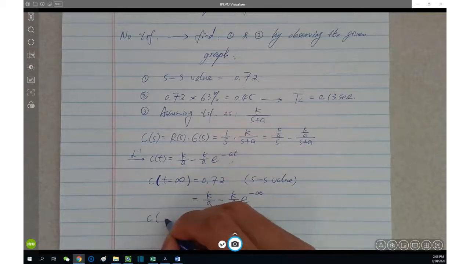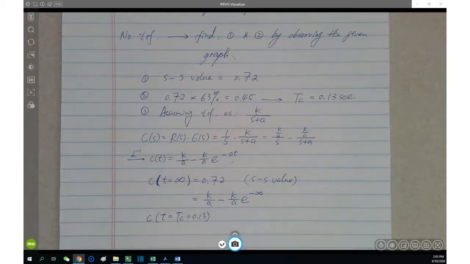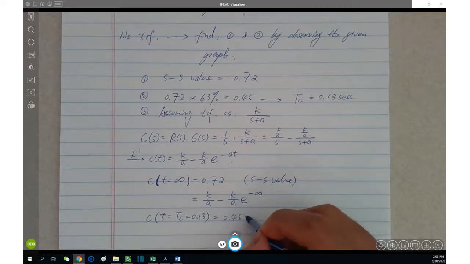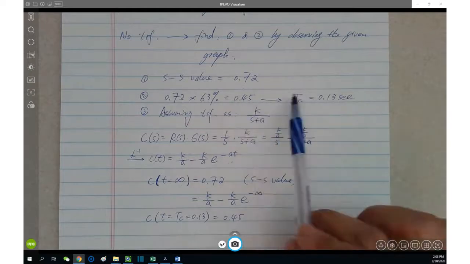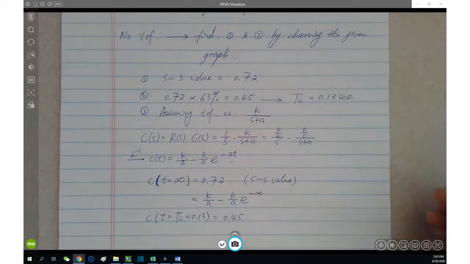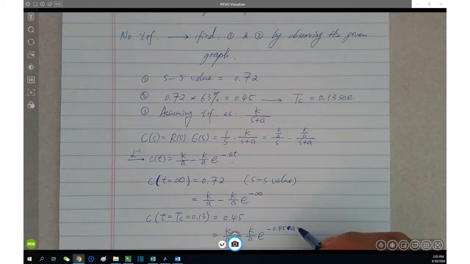C of t equals to tc, which is what? 0.13 is equals to what? 0.45. Right? We already got these from here. This is going to give you the second equation. Then what is it? K over a minus k over a times e to the negative 0.45 times a. I'm sorry, negative 0.13 times A.